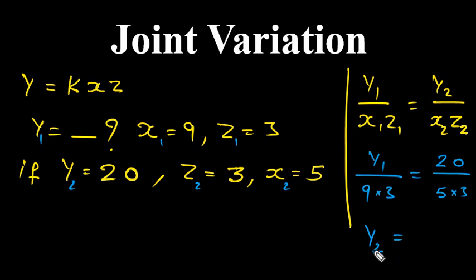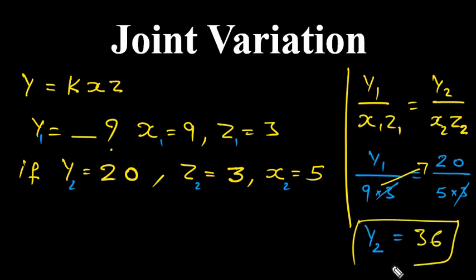So this is 3 and 3 on both sides, so I will remove them. 20 divided by 5 will give you 4, and this 9 will be the cross product, so 4 multiplied by 9 will give you 36. So y2, sorry, y1, my mistake, this is y1. So y1 is 36. Let's try one more example. I'm sure you will definitely understand.